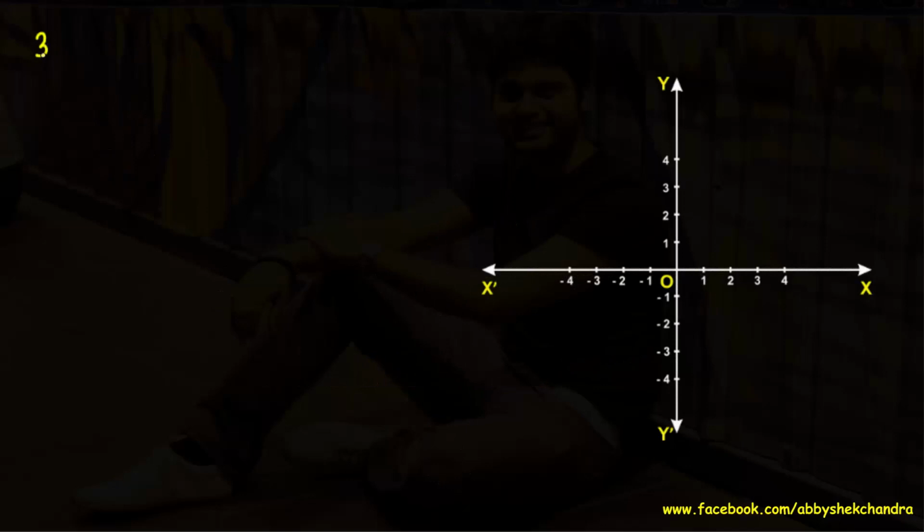Example 3. In which quadrant do the following points lie? A -4, -6, B 3, -4, C 2, 0.